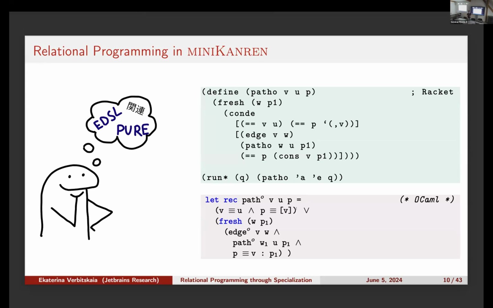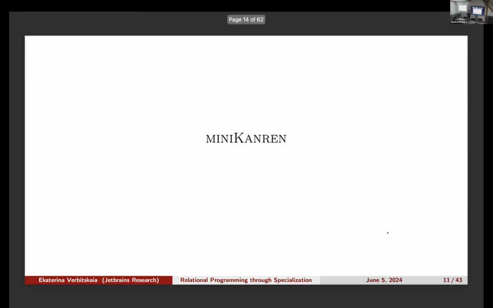So you have a disjunction of two conjunctions here. The first one describes the situation where we have a path between equal vertices, and the other is: find an edge, find the path, and generate the result from that. So miniKanren is a very nice, small, and easy to use language, which we tried to apply to our issues.